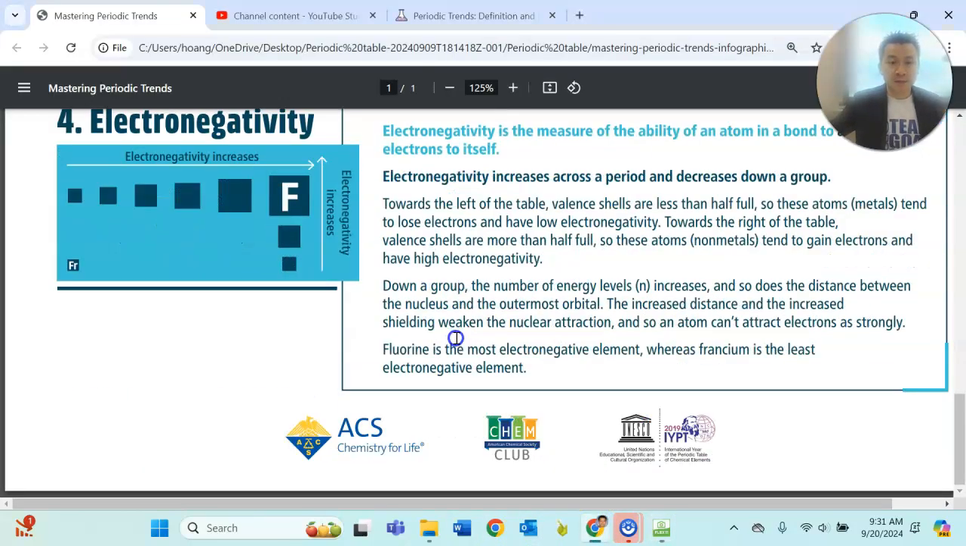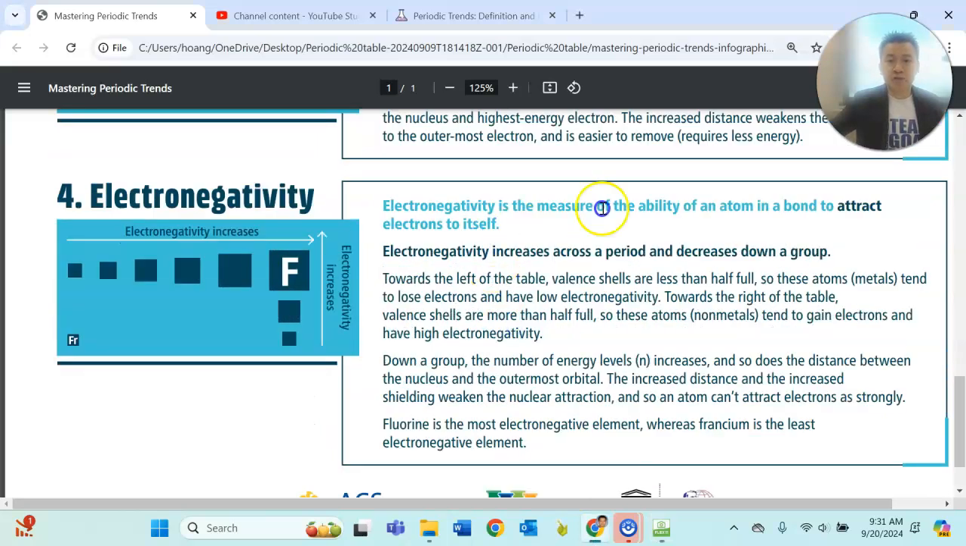Electronegativity, ladies and gentlemen, is the measure of ability of an atom in a bond to attract electrons to itself. Which is the most attractive? So ability to attract electrons. The explanation here is quite long, so I'm going to put it in very simple terms so that we can understand it a little better.